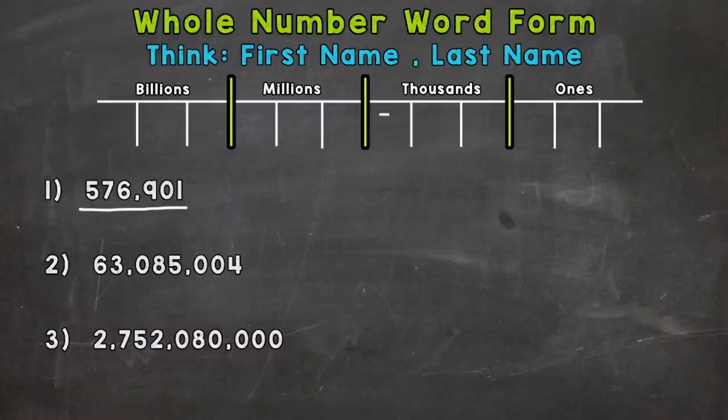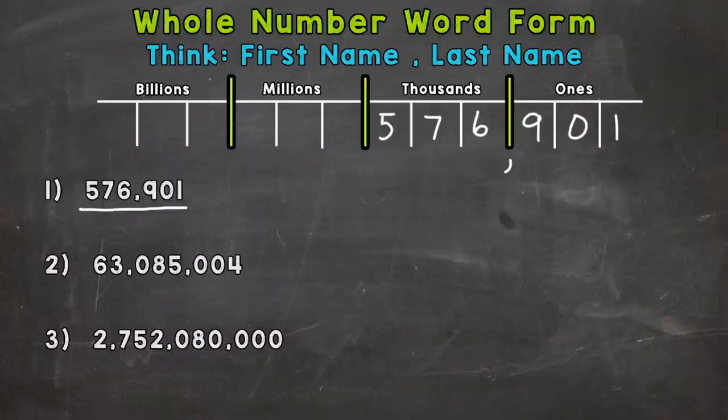So we have 576,901. Now, before I write that in word form, I do want to mention that the sections on the top of that place value chart, so the ones, thousands, millions, billions, those go on forever, but in this video, we're only going up to the billions. Now, those sections separated by commas are called periods. And it's very important to know your periods when it comes to word form and just numbers in general.